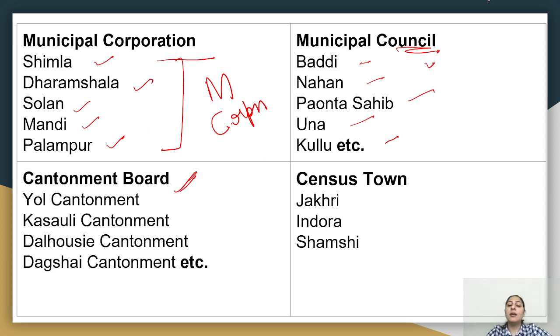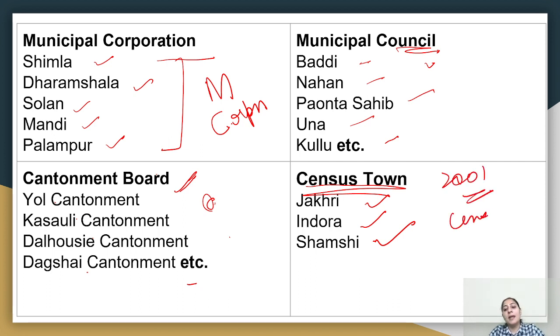कंटोनमेंट बोर्ड्स भी हमारा अर्बन एरिया में ट्रीट होते हैं. तो योल, कसौली, डलहौजी, दगशाई एटसेट्रा, all these come under the urban area because they have cantonment boards. और ये जो सेंसस टाउन है जो हमने क्लॉज 2 में डिस्कस करे, these are Jakri, Indora and Shamshi. So these 3 towns, they are census towns that earlier they were not recognized, but 2001 के census के according they met all these criteria that we last discussed and they were recognized as urban areas.